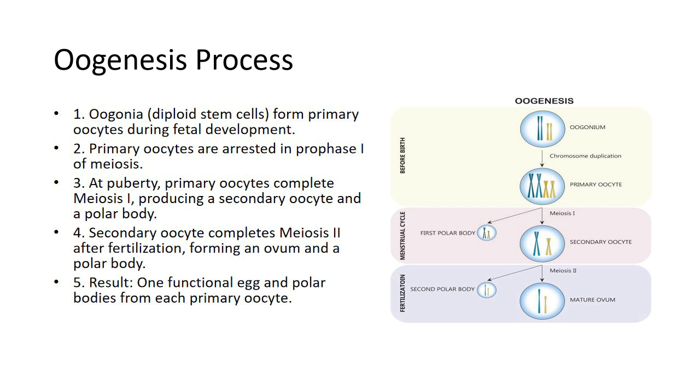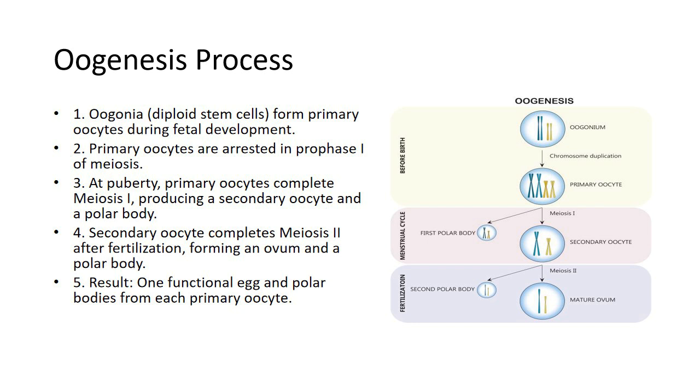Primary oocytes, diploid. Primary oocytes are arrested in prophase 1 of meiosis and remain dormant until puberty. Females are born with a finite number of primary oocytes in their ovaries. No new oocytes are formed after birth. Meiosis 1, primary oocyte to secondary oocyte.